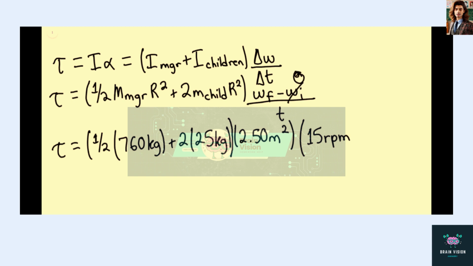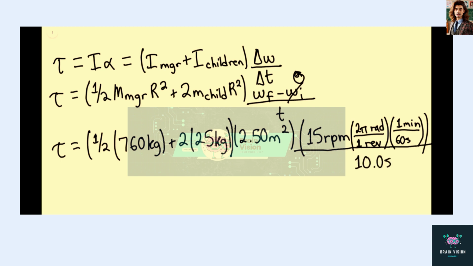and this would be multiplied by 2 pi radians for every 1 revolution, multiplied by 1 minute for every 60 seconds, all divided by 10.0 seconds. And we find that the torque needed is going to be approximately 422 Newton meters. So this would be your answer for part A.